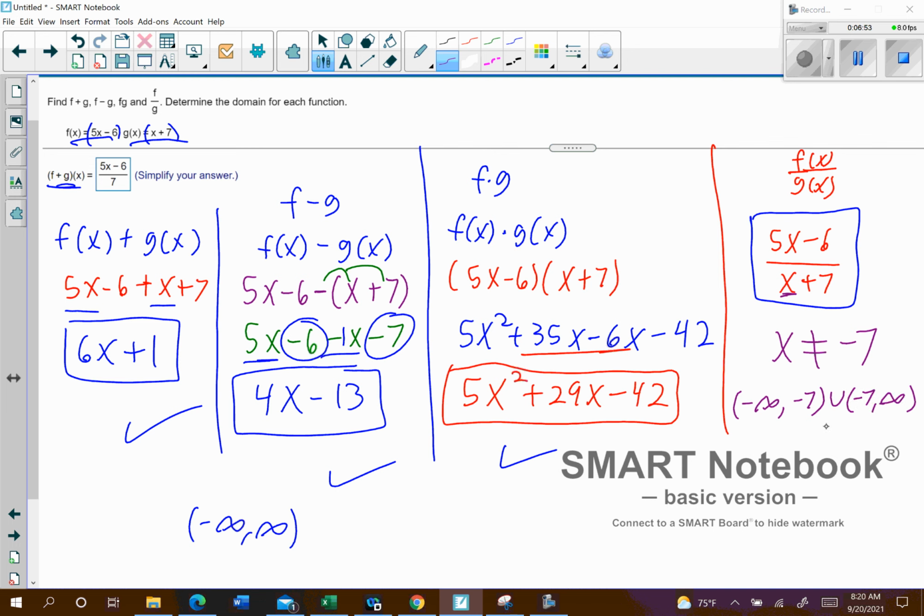So what we're doing is just kind of like the other one. We go from negative to positive infinity, except we're cutting out the negative 7. So really this includes all the numbers except for negative 7. We're cutting it out right there. So, all right. Well, I hope that helps you out some.